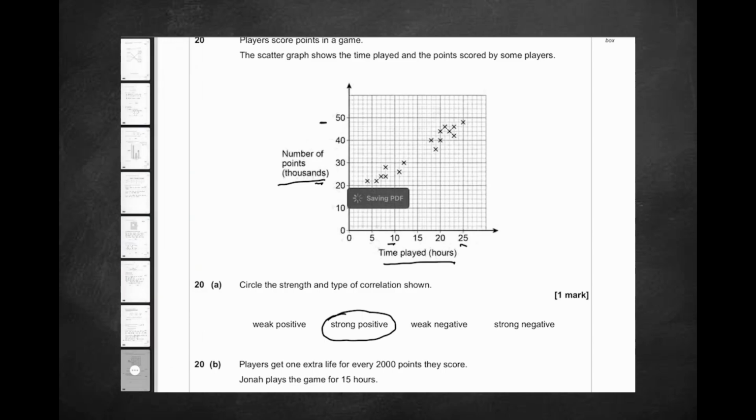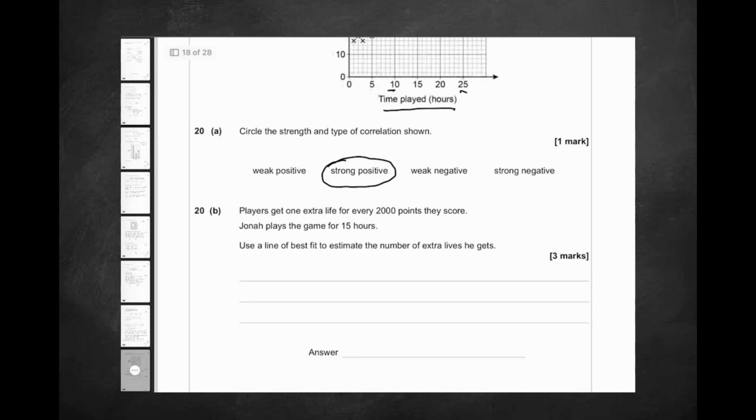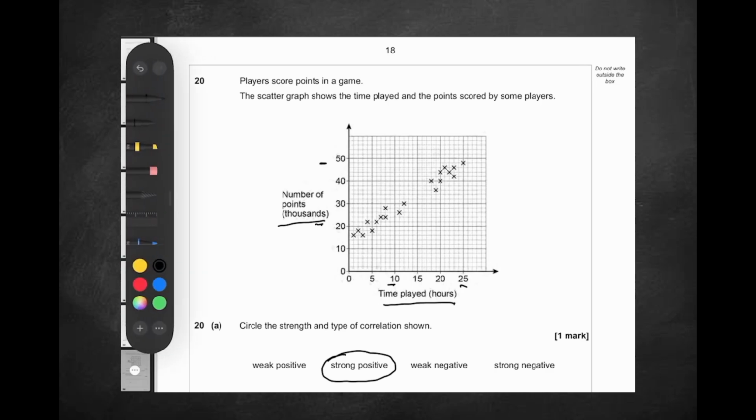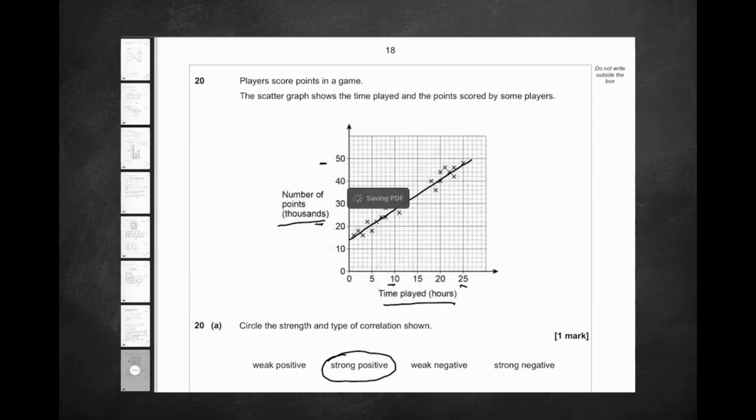Part B. Players get 1 extra life for every 2,000 points they score. John plays the game for 15 hours. Use a line of best fit to estimate the number of extra lives he gets. So we'll start by drawing a line of best fit. Just like that. And we'll go back down.